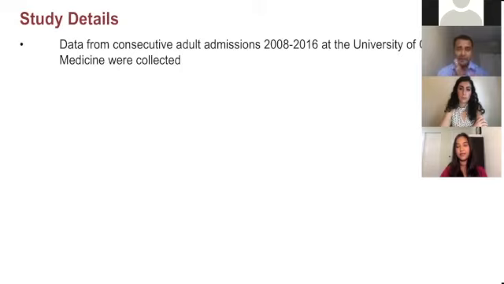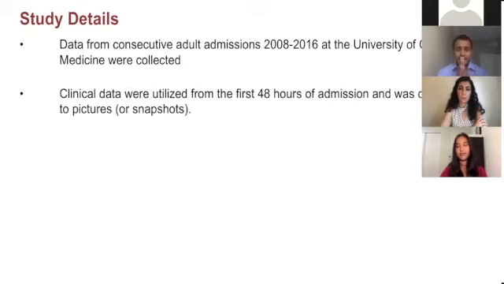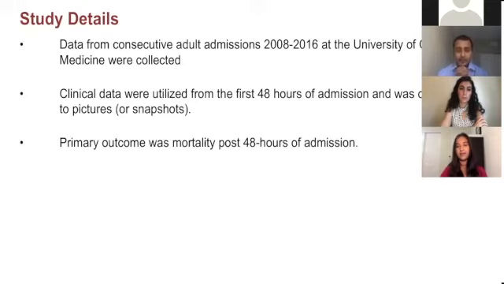We took data from adults who came into the University of Chicago Medicine over an 8-year period from 2008 to 2016. We took data from the first 48 hours of admission. So the moment that they walked in, 48 hours, we took that entire electronic health record data. And then we turned that into a picture. And the primary outcome was mortality after the 48 hours.